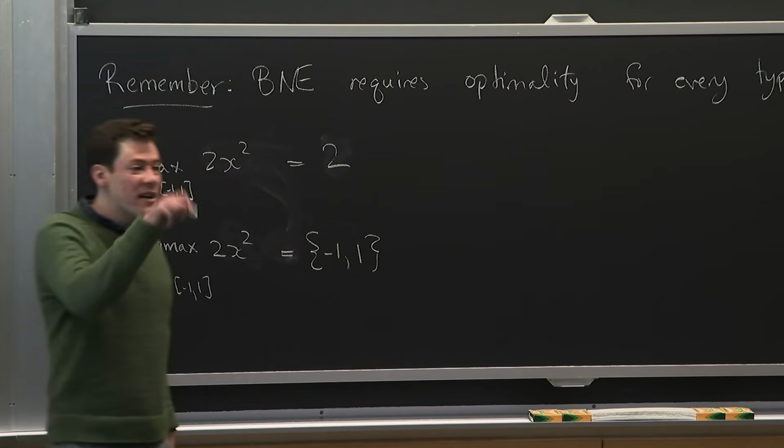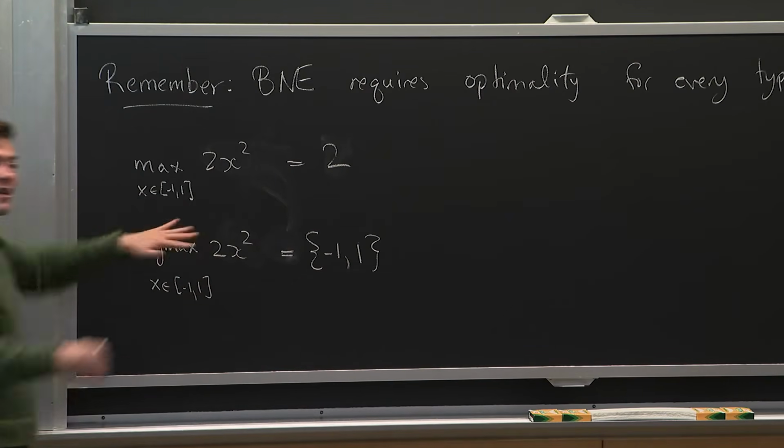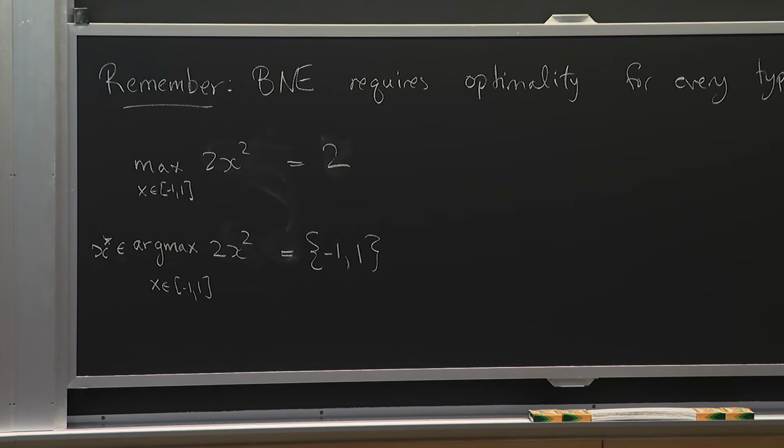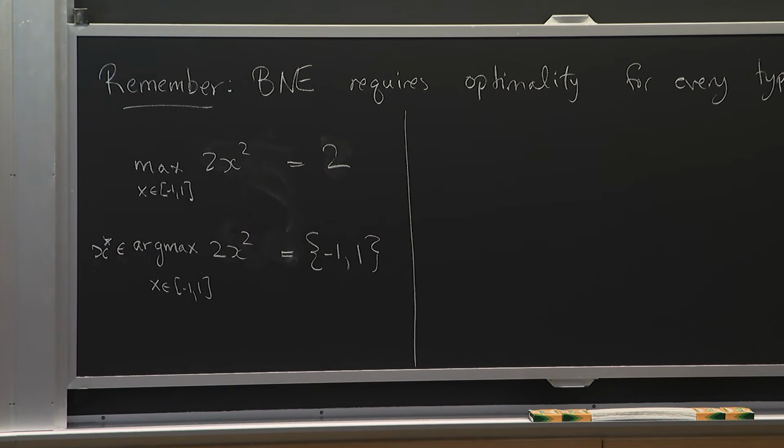If we had to say f of x is greater than or equal to f of x prime for all x prime, you just have to write things twice. And when the formulas get long, this is a nice way of writing it. OK. So now, after that digression, let's write out our optimality conditions for this game.